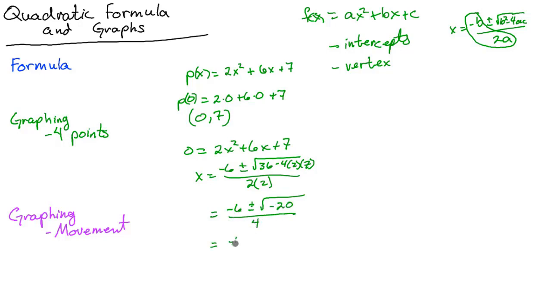So this is negative 6 plus or minus. This is 4 times 5, so we get 2i square roots of 5 all over 4. That gives us, let me see, we could take a 2 out of everything and we get negative 3 plus or minus i square roots of 5 all over 2. Well, this is kind of a little bit of a problem. Well, not a problem, but something for us to know.